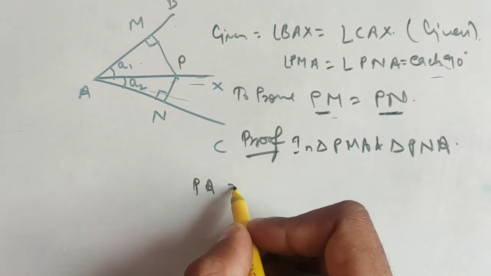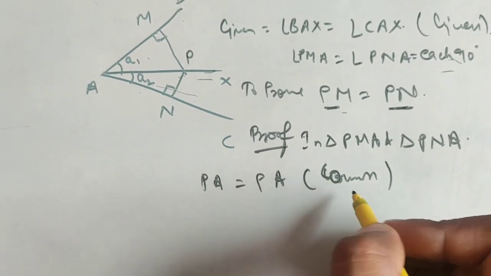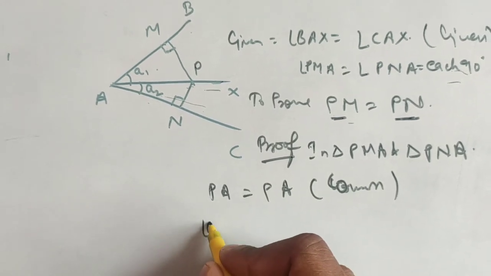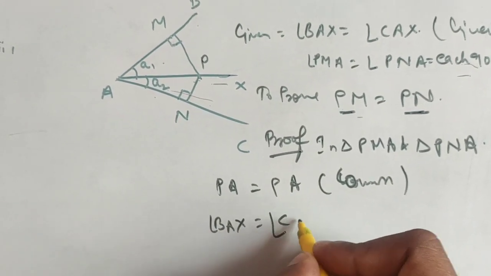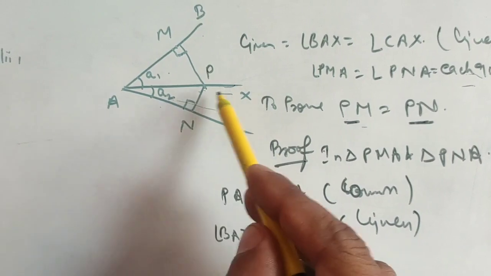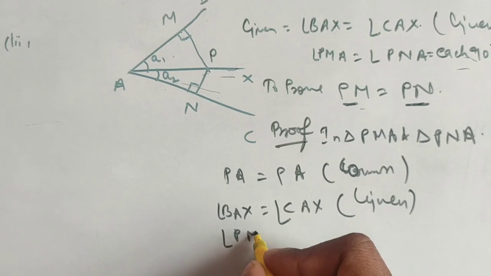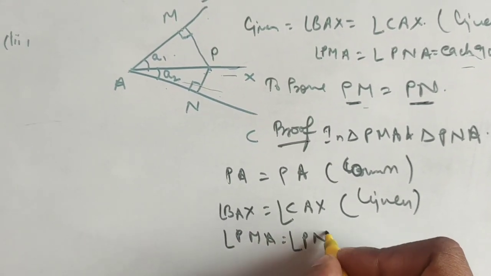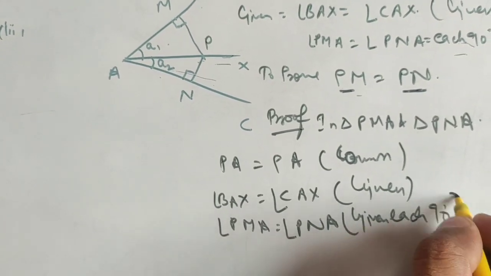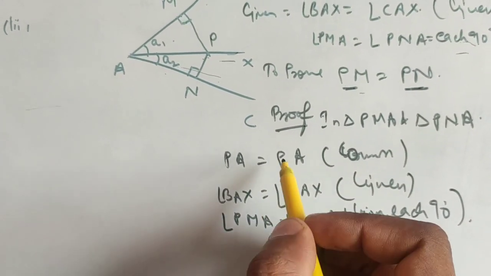So we can clearly see that PA is common to both the triangles. Also we know that angle BAX is equal to angle CAX, and it was given to us. BAX is equal to CAX is given. Also what we know is that angle PMA is equal to angle PNA. This is also given as each 90 degrees. Okay, so now what we have got are two angles which are equal and a side.